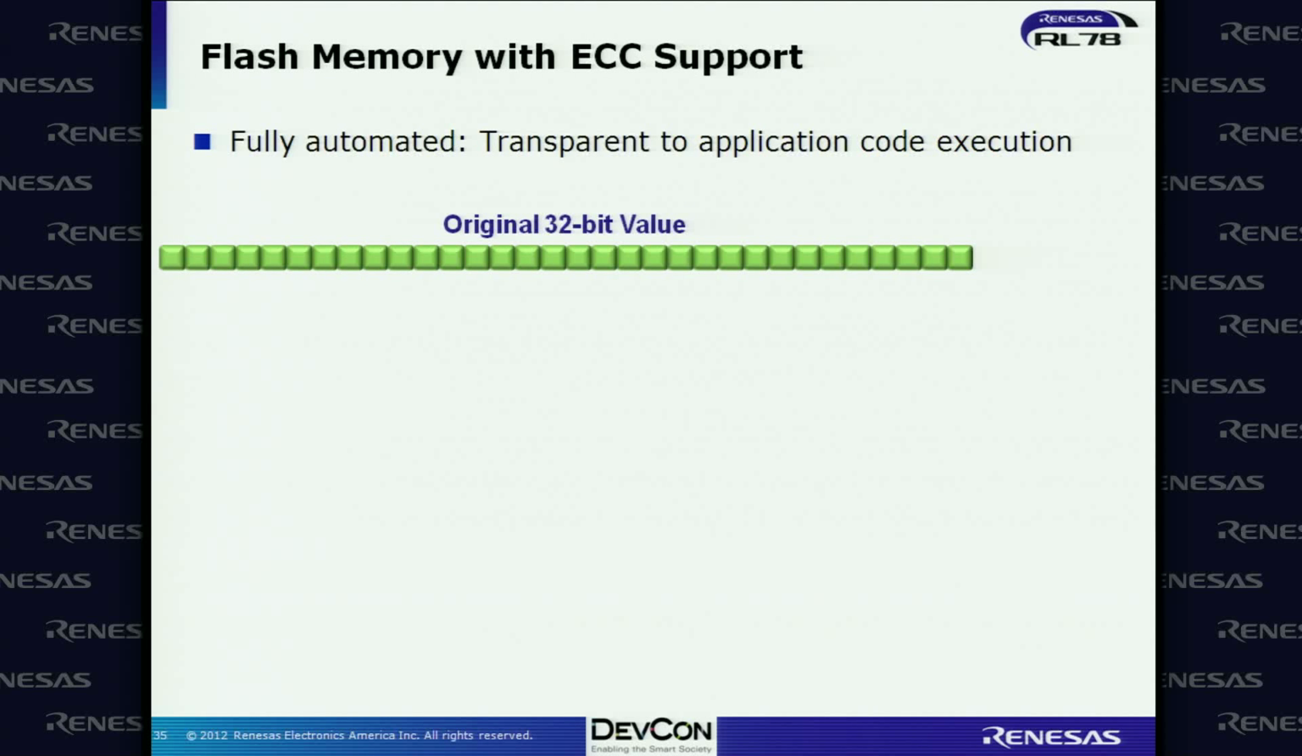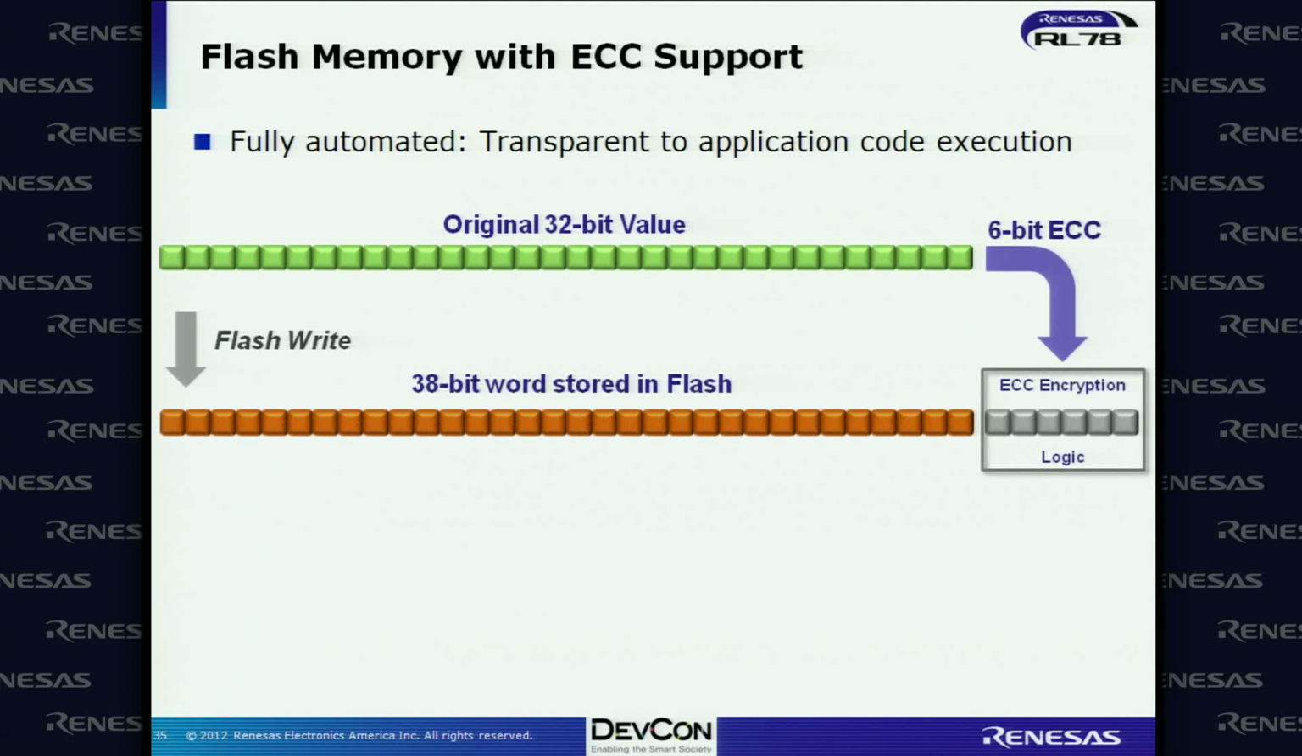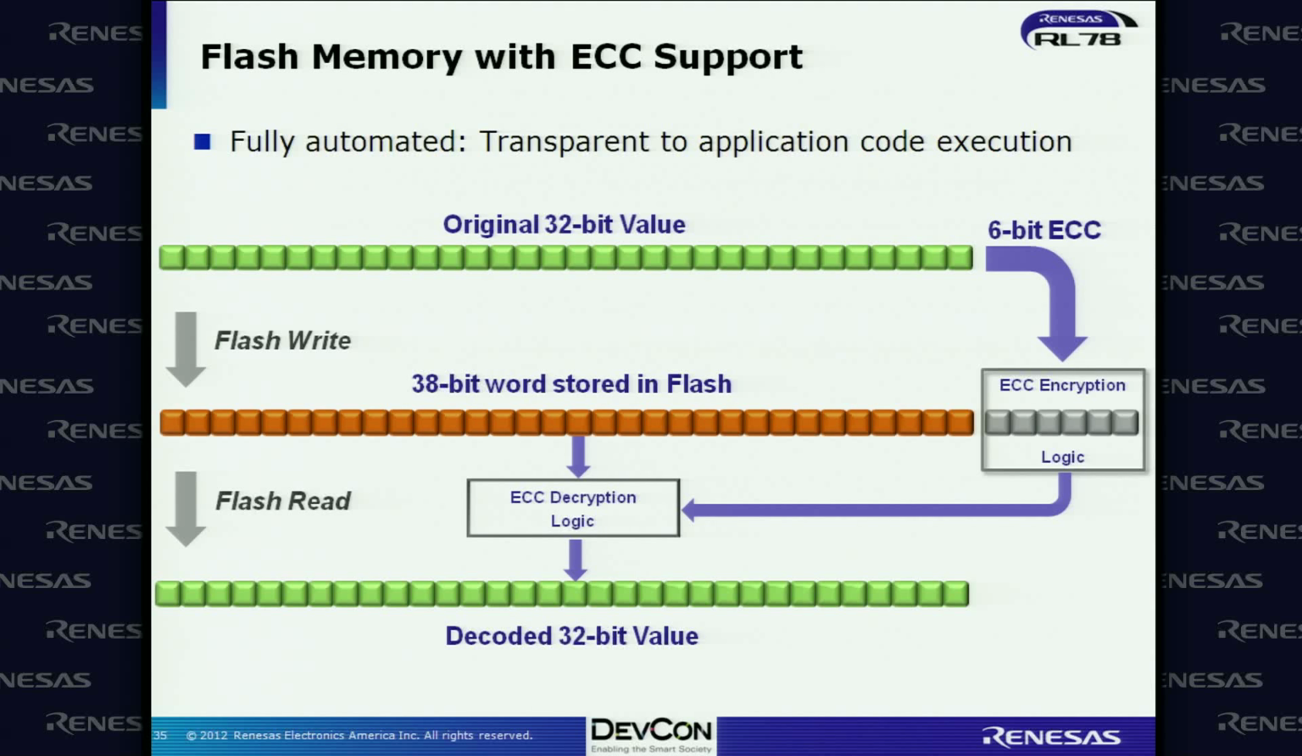Flash memory with ECC. This is part of all of the RL78 products. For every 32 bits of data that's stored in flash, there are 6 bits of error correction code built in. So every time you write to the program flash, this is happening in the background, completely transparent to the user. And when you're reading from your flash, the original data is reconstructed through the decoding logic.